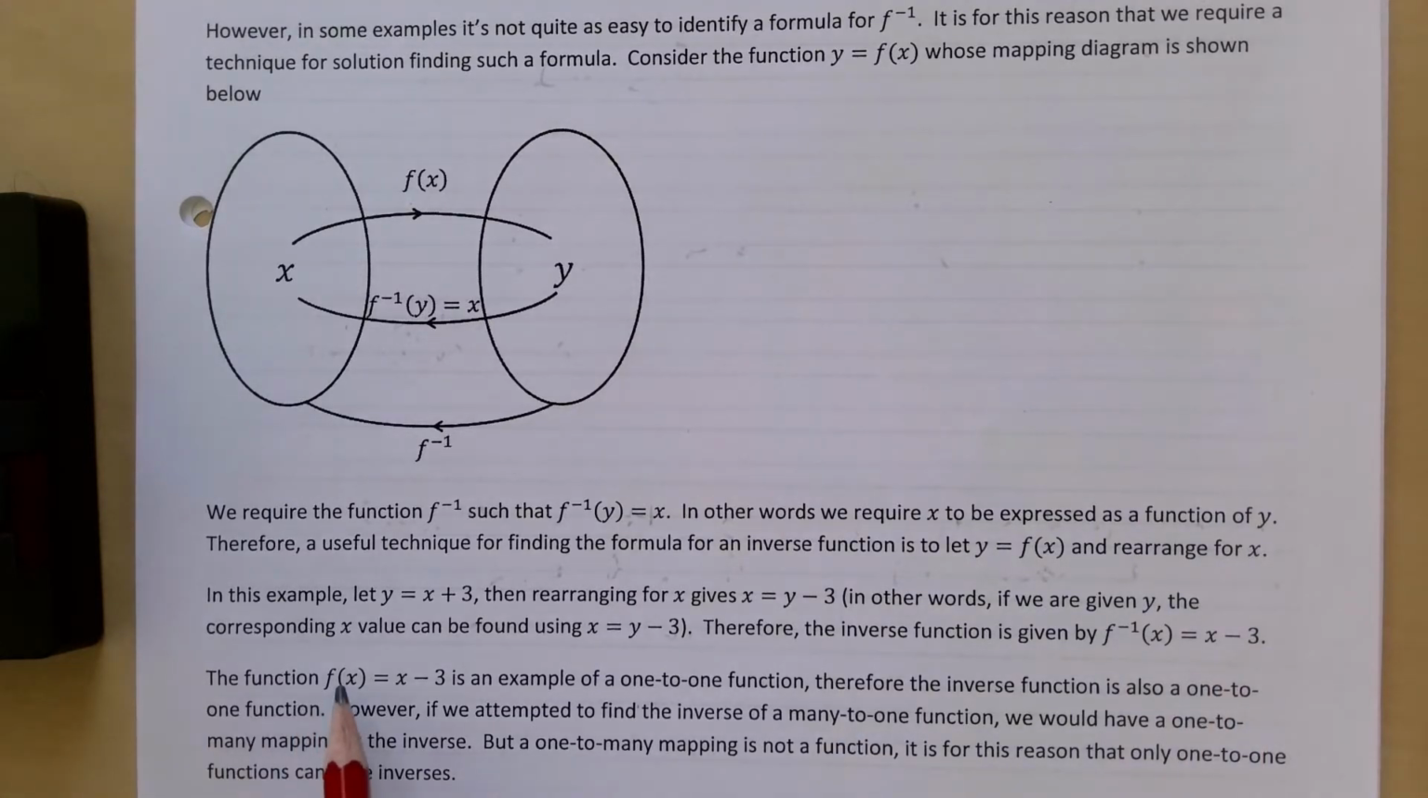The function f of x is x plus 3, an example of a one-to-one function. Therefore, the inverse function is also a one-to-one function. However, if we attempted to find the inverse of a many-to-one function, we'd have a one-to-many mapping as the inverse. But one-to-many mappings are not functions. It's for this reason that only one-to-one functions can have inverses.